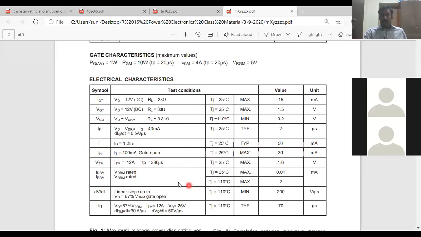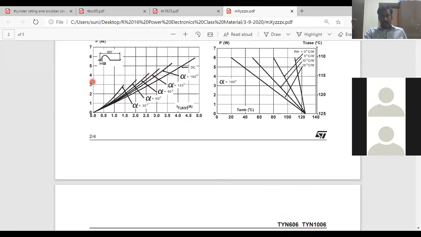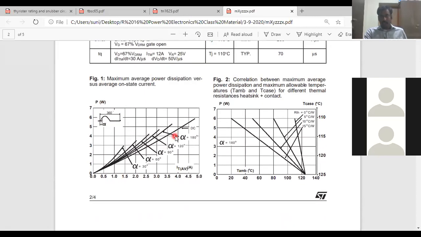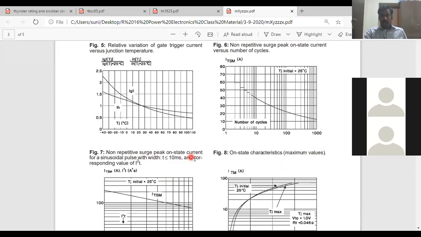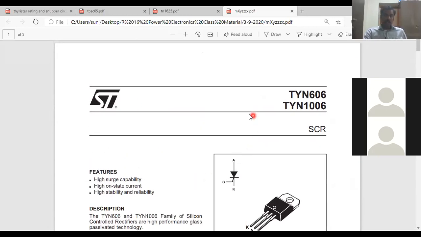So you are going to have the IDRM, IRRM values like this, and the dV by dt value. The dV by dt value is going to be 200 volts per microsecond. Okay. So you are going to have different characteristics for different firing angles. This is going to be for the power dissipation. Okay, and all these are mostly not needed. Is it clear with the specifications we saw earlier?